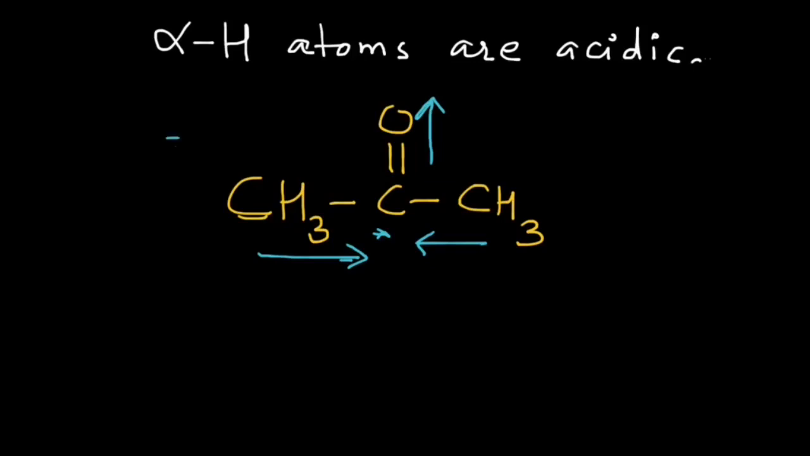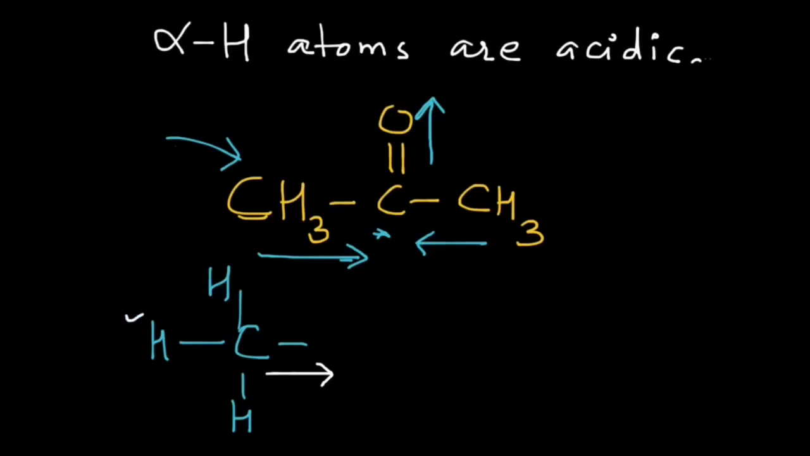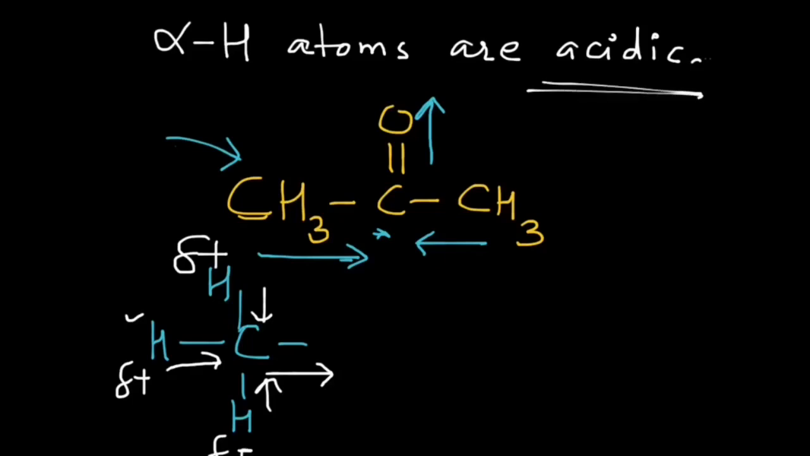Now focus on this carbon over here. It is attached to 3 hydrogen atoms, H, H and H. Because this carbon is shifting electron density, the electrons from the bonds between this carbon and hydrogen atoms will try to move towards the carbon atom. And this generates a slightly positive charge on these hydrogen atoms. And because of this, they are acidic in nature. Now, why do I call them alpha hydrogen atoms?